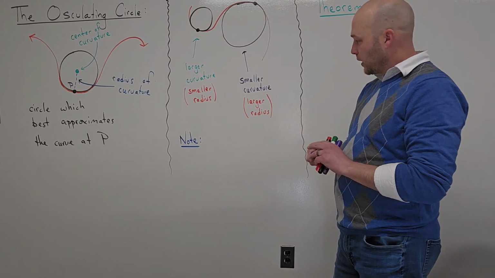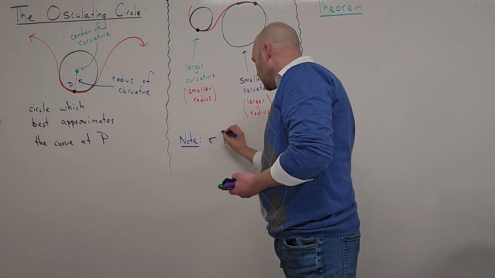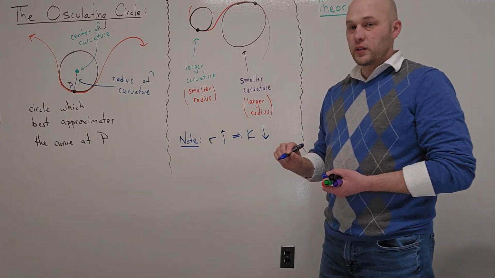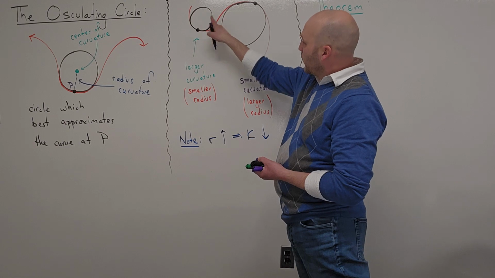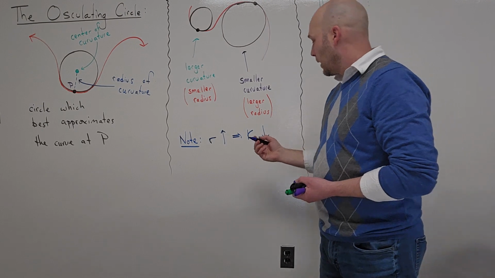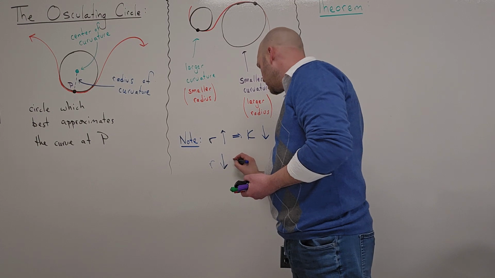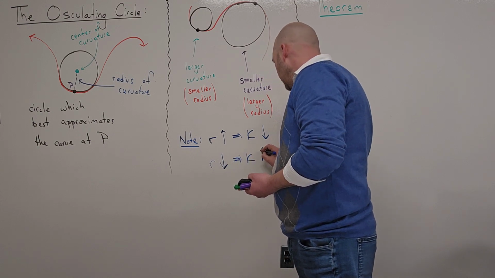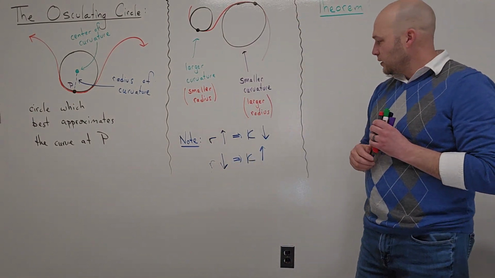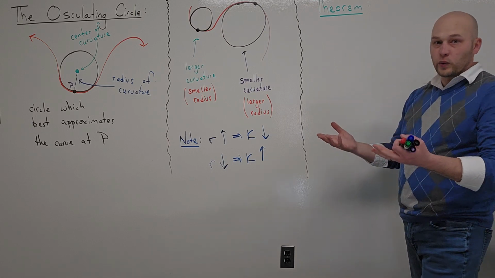And so what that tells me is that as the radius increases, then I know that the curvature decreases, right? So if I go from, say, this point to this point, I see that the radius increased, but the curvature decreased. Similarly, if I go in the other direction, as the radius decreases, that means that the curvature increases. We can summarize that by saying that the radius and the curvature have an inverse relationship. As one gets bigger, the other one gets smaller.